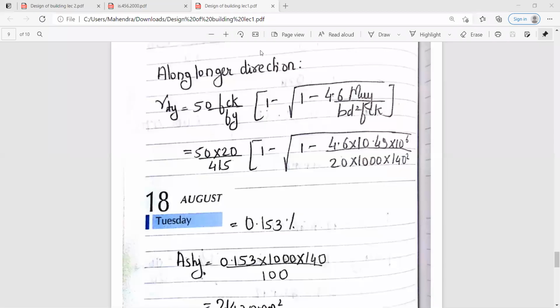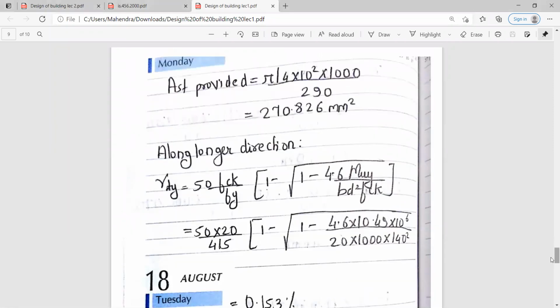But those for longer direction, I'm going to start with the design of building. So for design of building, yesterday I've completed the ASD calculations for the shorter span. Now today, ASD calculations for the longer span.